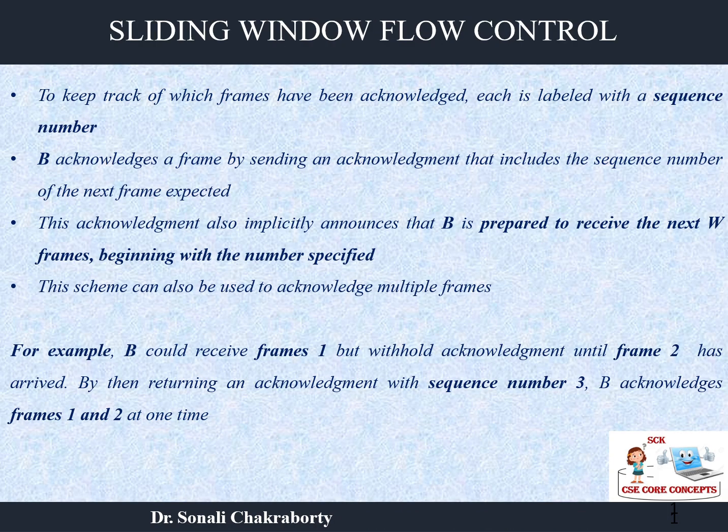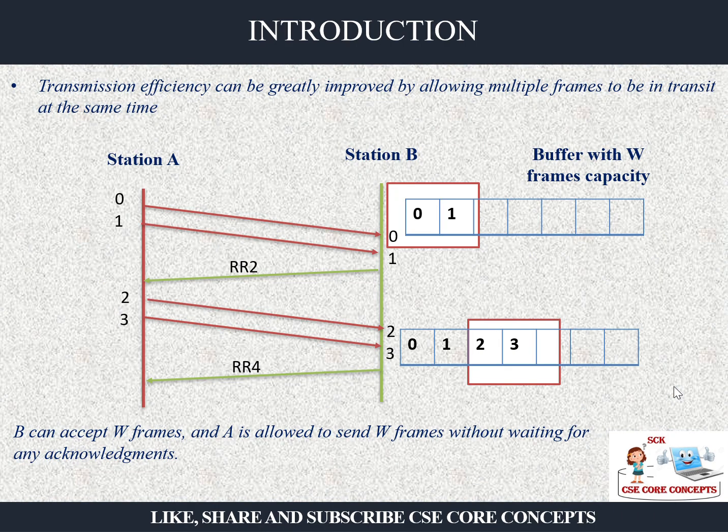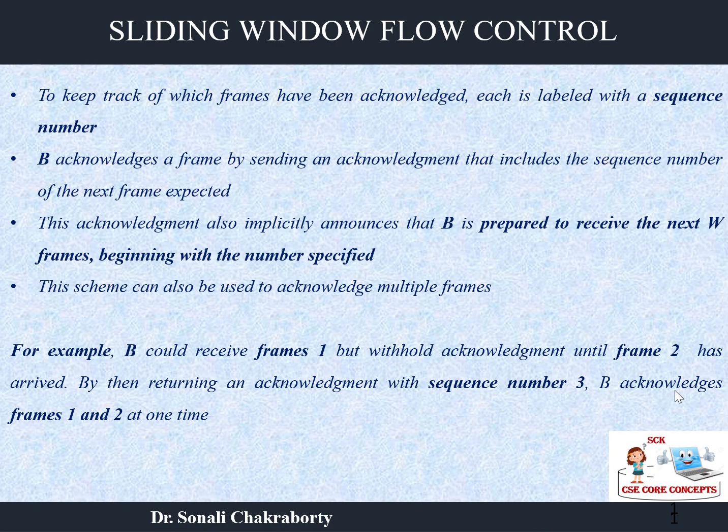To keep track of which frames have been acknowledged, each frame has to be given a sequence number. Otherwise, how would you know which frames have been acknowledged? So B acknowledges a frame by sending an acknowledgement that includes the sequence number of the next frame, written as RR. It also means that B is ready to receive the next W frames beginning with the number specified. So this scheme can also be used to acknowledge multiple frames.